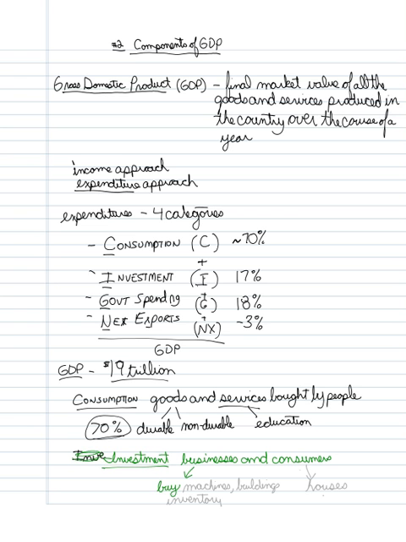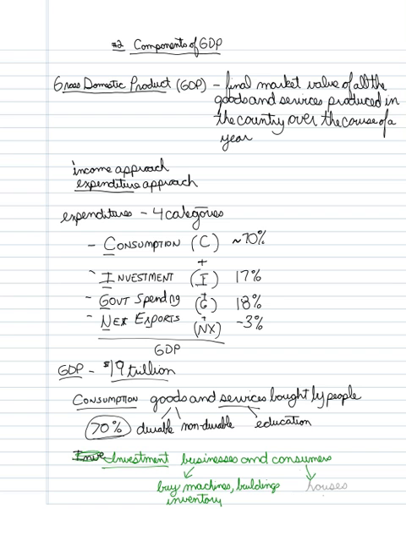Businesses buy machines. They buy buildings. And they invest in inventory. Inventory meaning that they buy stuff that they haven't exactly sold yet.